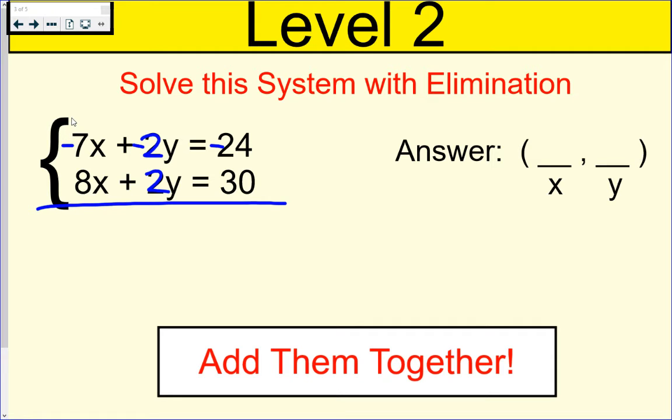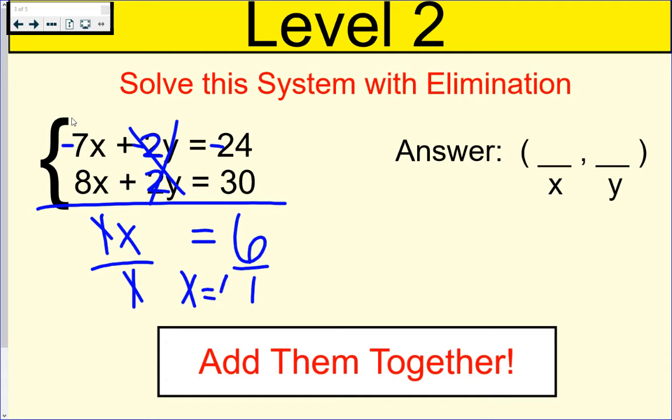So a -7x plus an 8x is going to be 1x. -2y plus 2y is 0y. We just eliminated that. Here's our equal sign, and -24 plus 30 is 6. Now some of you recognize that's just x equals 6. If you didn't recognize that, feel free to divide by 1. And you would still get that x equals 6. That is half of our answer.